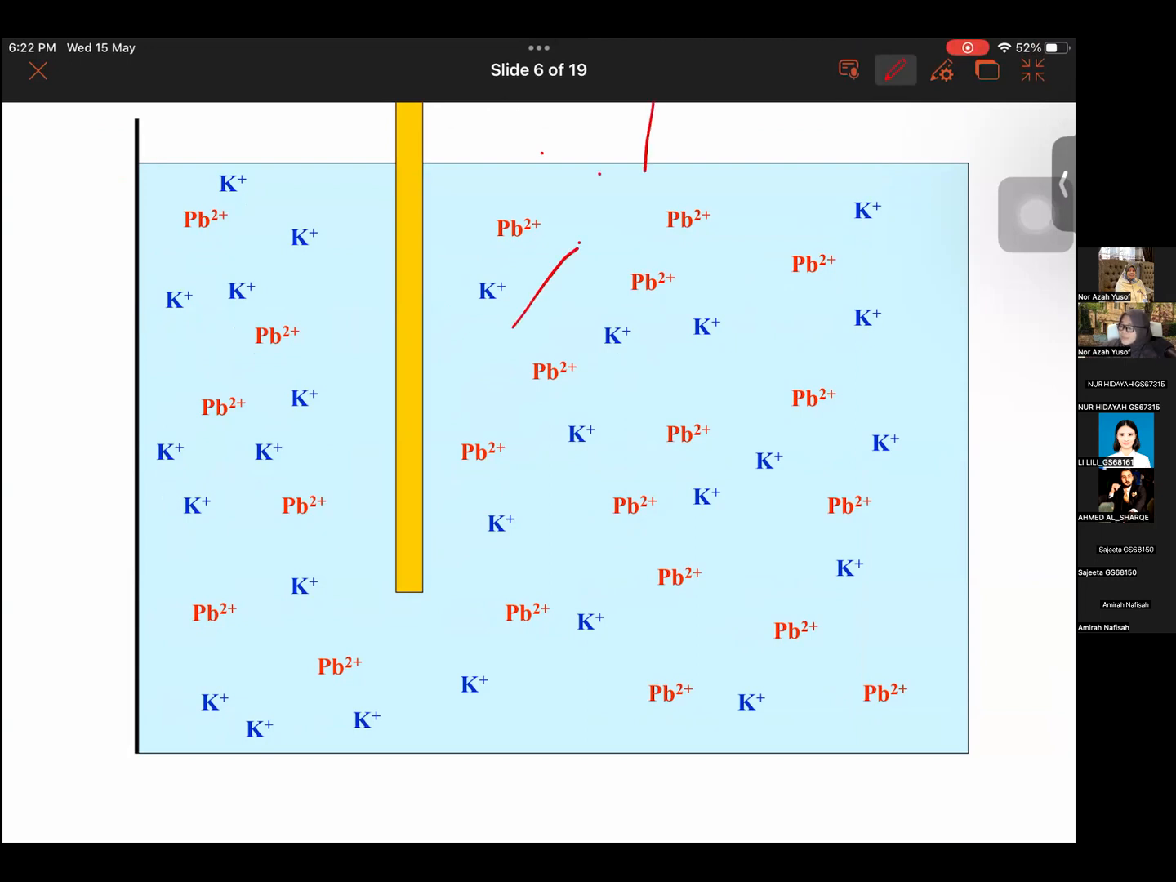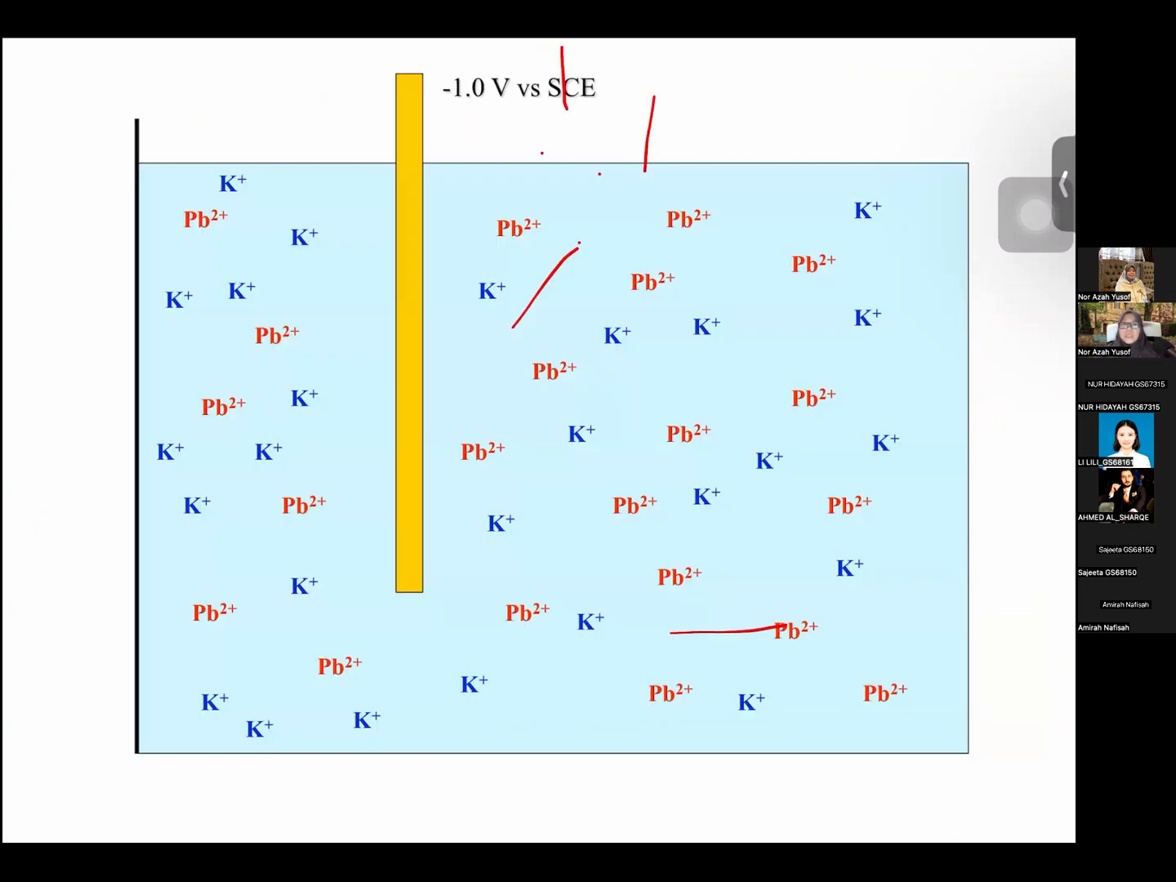If you notice, the voltage is negative 1.0. So this is what I mentioned about. You can choose how much potential you want to supply the system, and it has to fit. This is suitable for plumbum, and this is suitable for other materials. This is one part of the research that we usually have to do, to check which potential is the best.